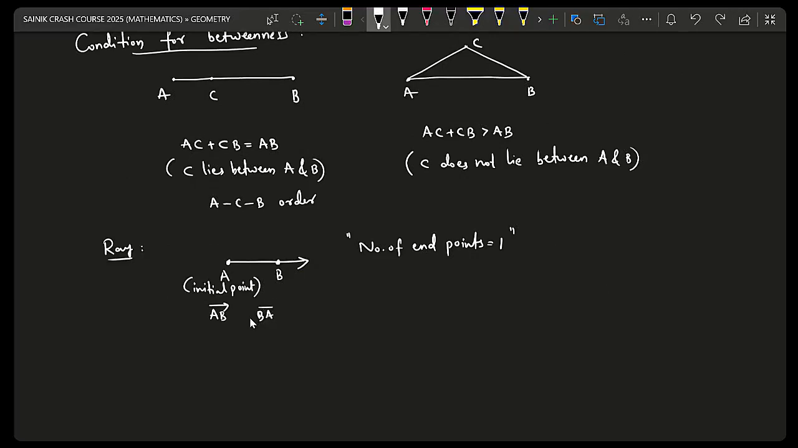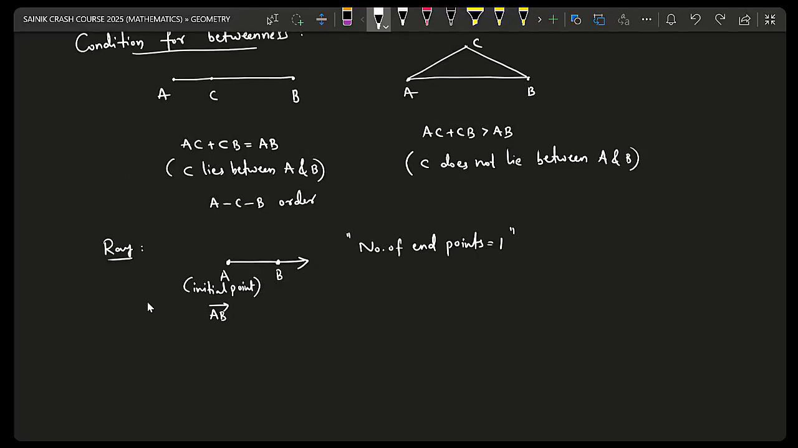So we cannot write in the reverse order. Only proper order we have to write, and the direction also should be correct. So this is how we name a ray. So ray is also a one-dimensional figure, and number of endpoints is 1. And that's it. So this is about a ray.